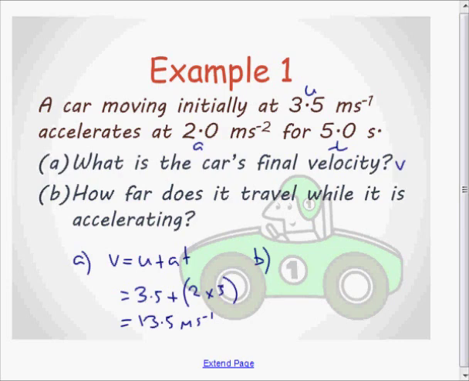B, how far does it travel while it is accelerating? So now we're trying to find s. So s, a, u, and t. What equation can we use here? Let's have s equals ut plus half at squared. So let's put them in. u is 3.5, so it's 3.5 times 5 plus half times 2 times 5 squared. And we get 42.5 meters.